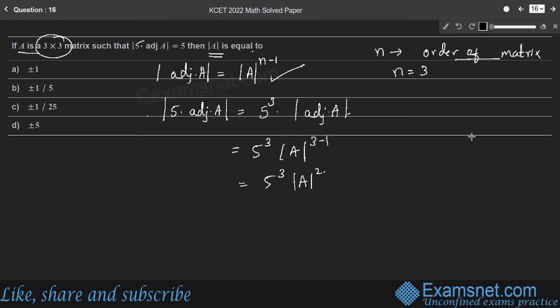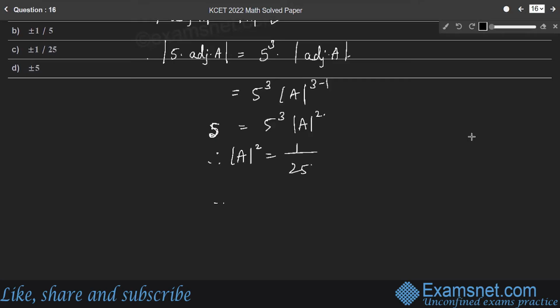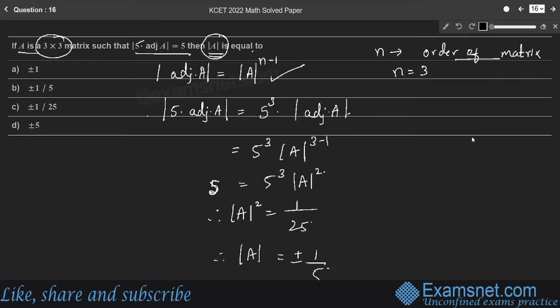Since the determinant of 5 adjoint A is equal to 5, we can equate this to 5. Therefore, determinant of A square is 1 by 5 square, which is 1 by 25. Here, the question asks for the value of the determinant of A. Determinant of A square is 1 by 25, so determinant of A is equal to plus or minus 1 by 5. Therefore, option B is the right answer. Plus or minus 1 by 5 is the answer.